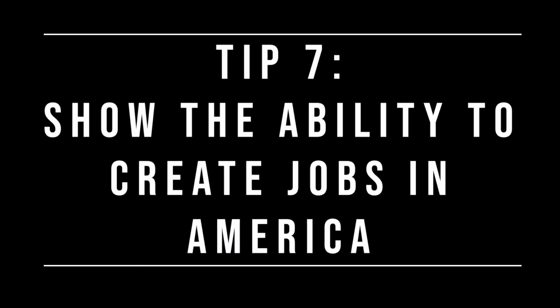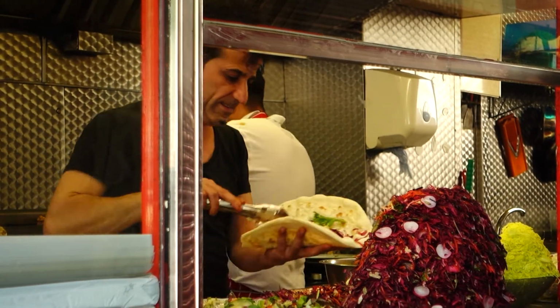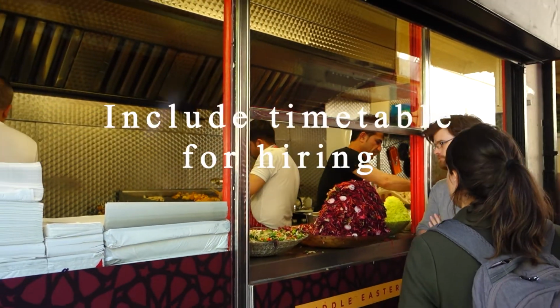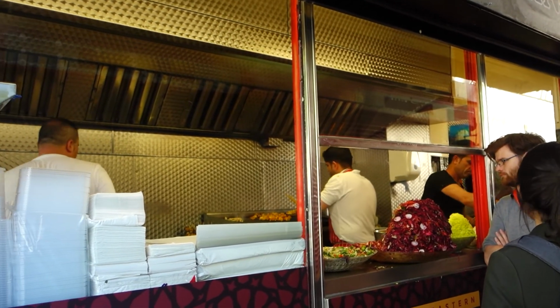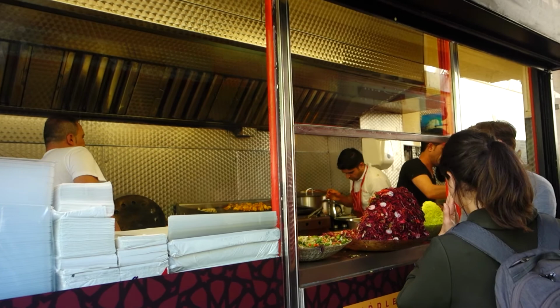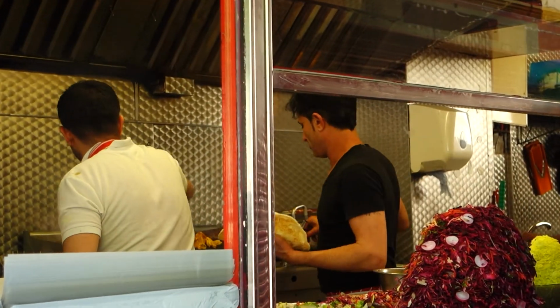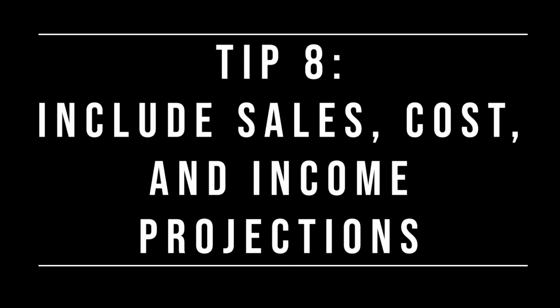Seventh, for some visas, such as the E2, it is important to show the business's ability to create jobs in America. Your explanation should include the business's staffing requirements and include a timetable for hiring. Make sure that for each employee you have hired or will hire, that you include their job descriptions. This is an important area of focus for some business visas, so be sure to pay careful attention to this section. Finally, include sales, cost, and income projections.